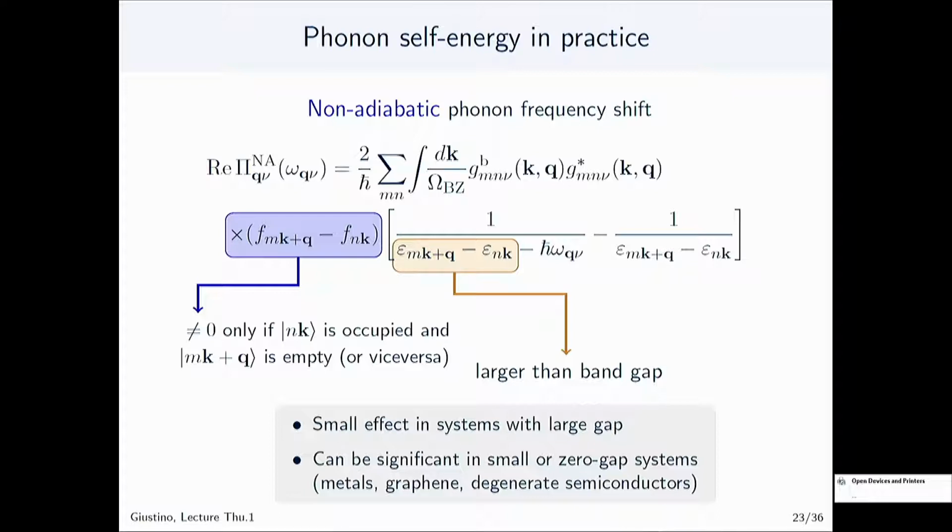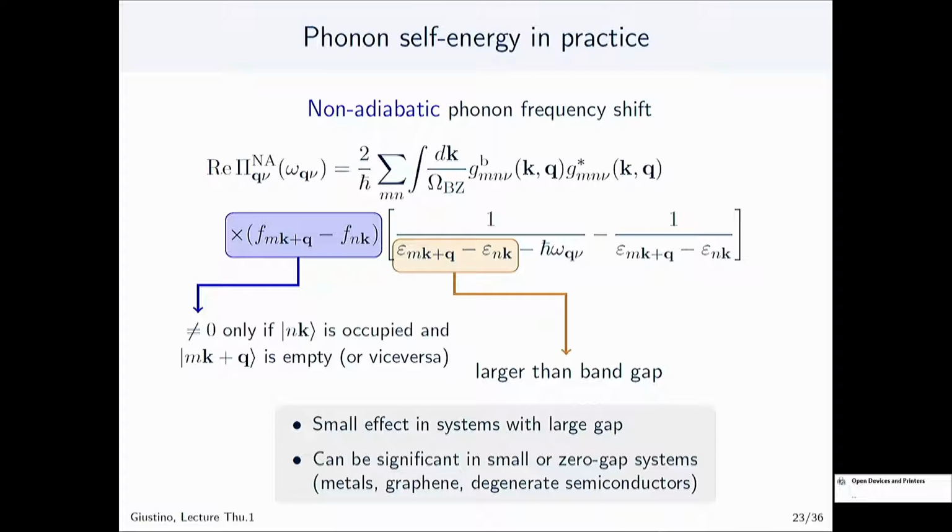If you now repeat the same reasoning for a metal, the smallest excitation energy between occupied and unoccupied states is 0, because we have a Fermi surface. So in that case, this number can be 0, or can be of the same order as the phonon frequency, so this object here can diverge. Because we could have something which is, I don't know, 10 millivolt minus 10 millivolt, so that's an infinity.